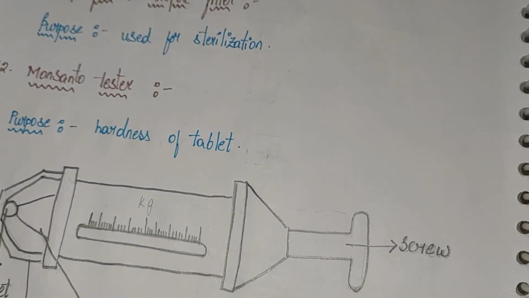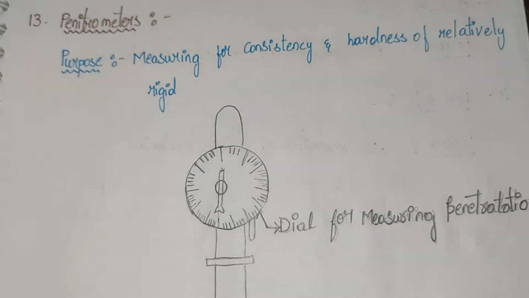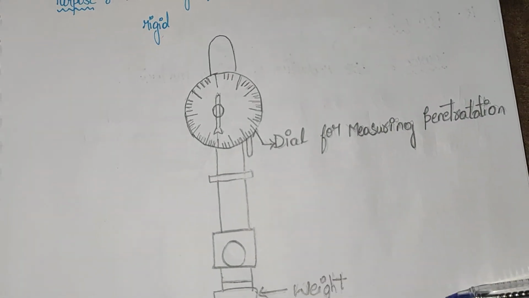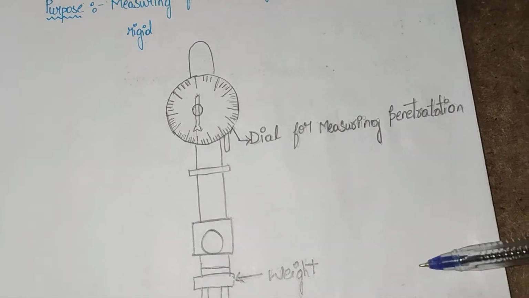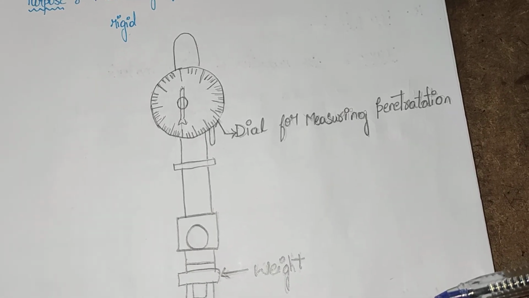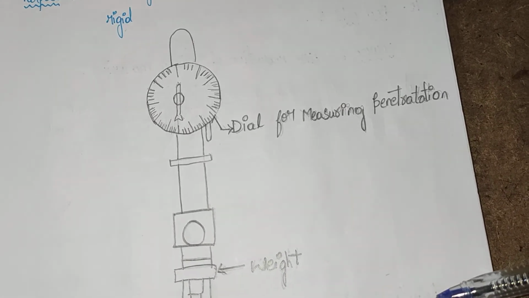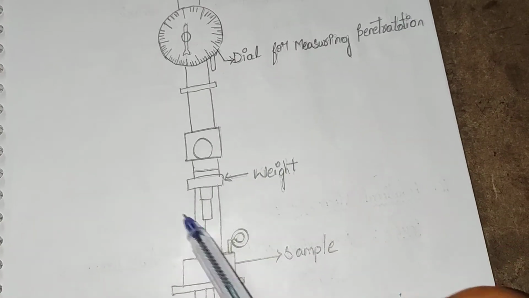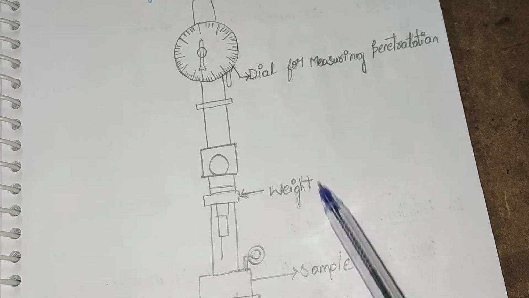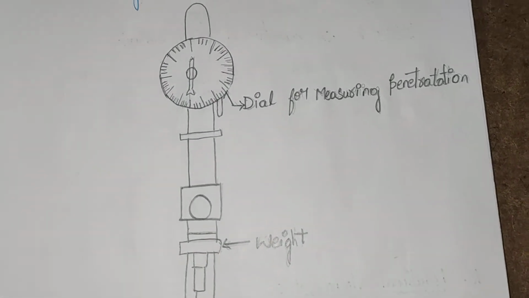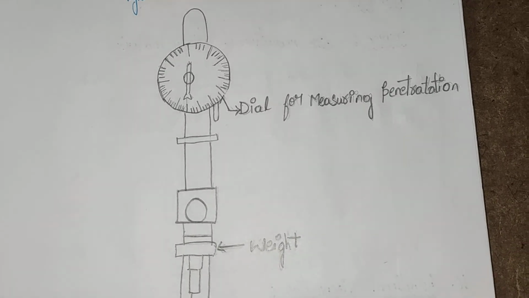So next, coming to the next equipment, here it is the next one. So it is a penetrometer. It is used for the measuring of consistency and hardness of relatively rigid materials. So here we have to take a sample. Here we will see the weight of a sample, and then here we will check out the consistency and also hardness of a sample.